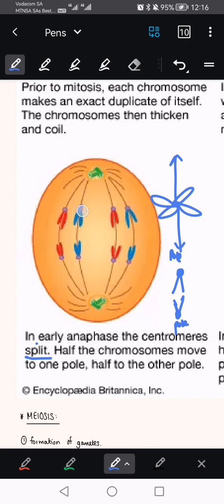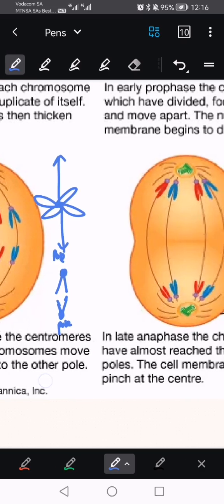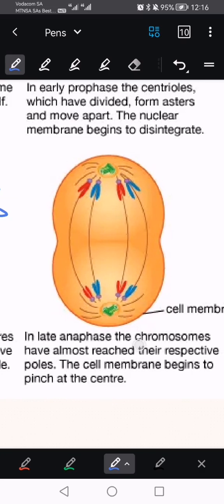So half, half. In the late anaphase, the chromosomes have almost reached their respective poles. The cell membrane begins to pinch at the center. So, PMAT again. In the anaphase over here, we see the beginning of cytokinesis.